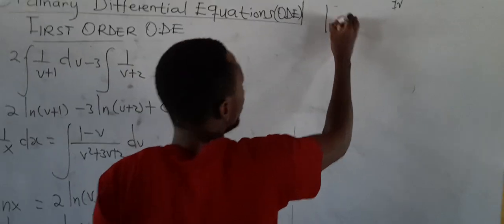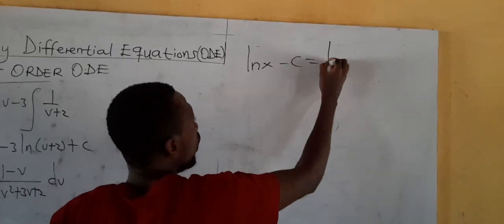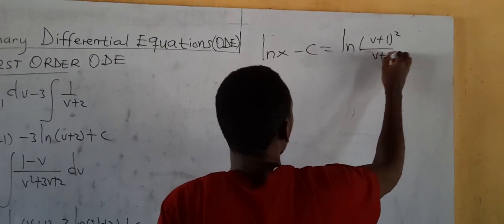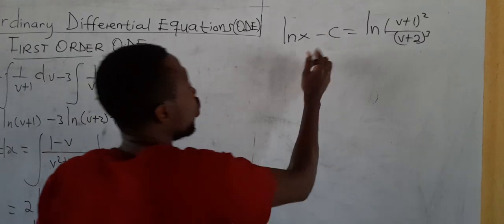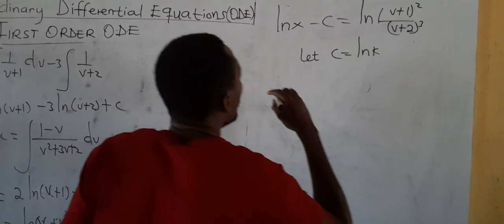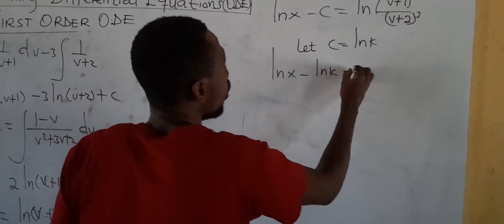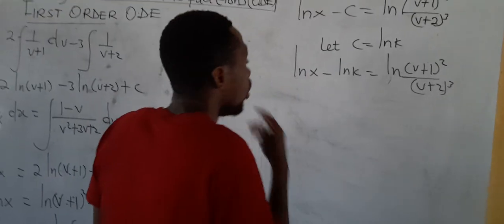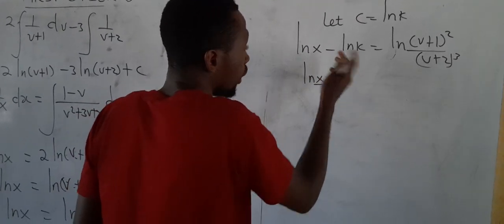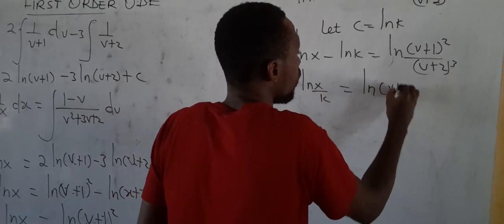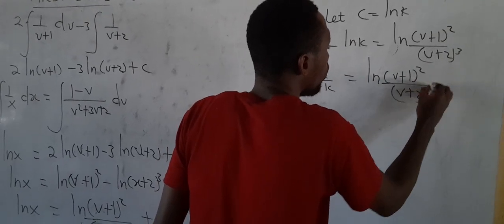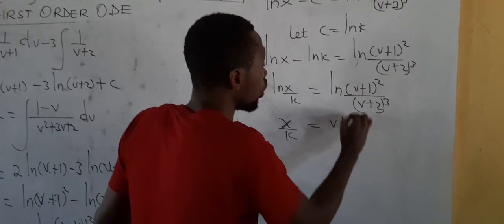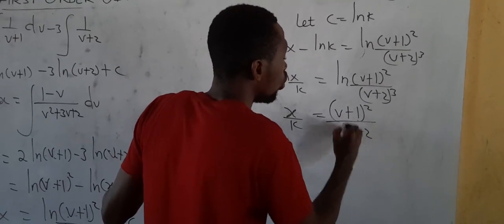So what we have is ln x minus c is equal to ln of (v plus 1) squared over (v plus 2) cube. So we let c be equal to another ln function of k. So our ln x minus ln k will be equal to ln of (v plus 1) squared over (v plus 2) whole cube. We can rewrite this as ln of x over k, since they are subtracting, is equal to ln of (v plus 1) squared over (v plus 2) cube. Since ln is on both sides, x over k is equal to (v plus 1) all squared over (v plus 2) all cube.